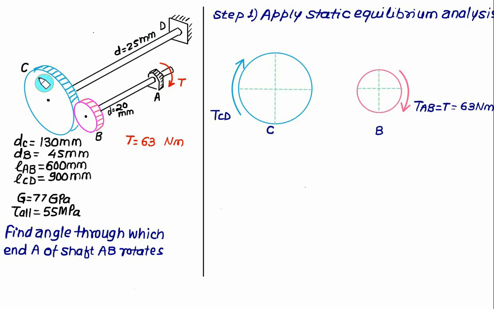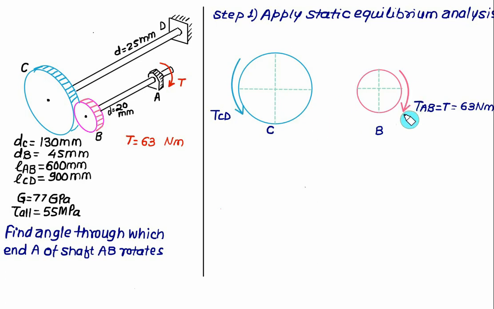For this, we'll first consider the FBD and we'll apply the static equilibrium condition. So we'll show here the gear B and we'll show the gear C. We'll draw the FBD, so we'll show the action and reaction. This time the gear B is rotating in a clockwise direction and the torque for the shaft AB is T equal to 63 Newton meter. Because of this torque, the tangential thrust is developed, and the tangential thrust developed will be in the exactly opposite direction. The action and reaction takes place.